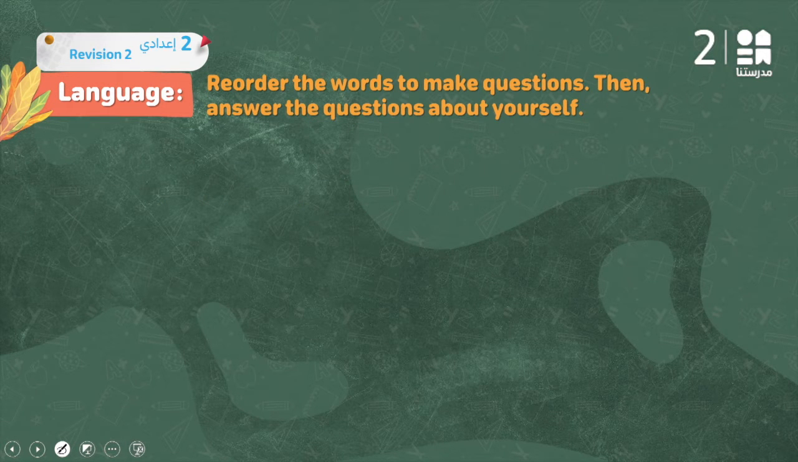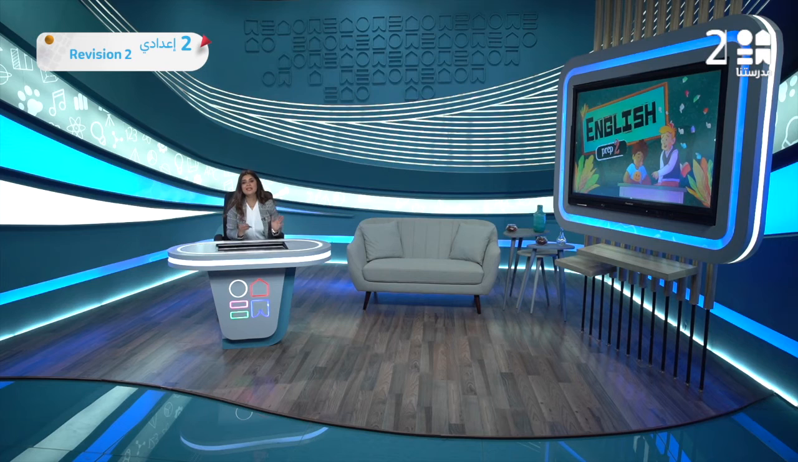Reorder the words to make questions, then answer the questions about yourself. Here we have some words which need to be put in order. يعني عندنا كده كلمات متلخبطة. We need to put them in order. يعني نحطهم بالترتيب الصح. Okay.